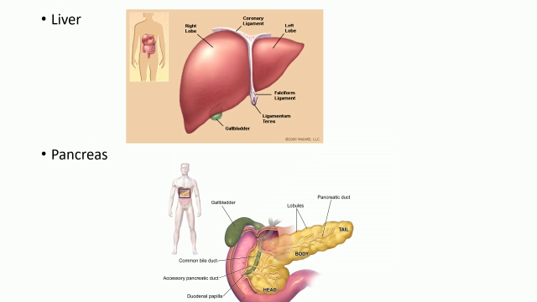Liver. The liver is the largest gland in the body. It has a rich supply of blood. Its main function is the storage of glucose. Glucose is a simple sugar which is an important energy source in living organisms.